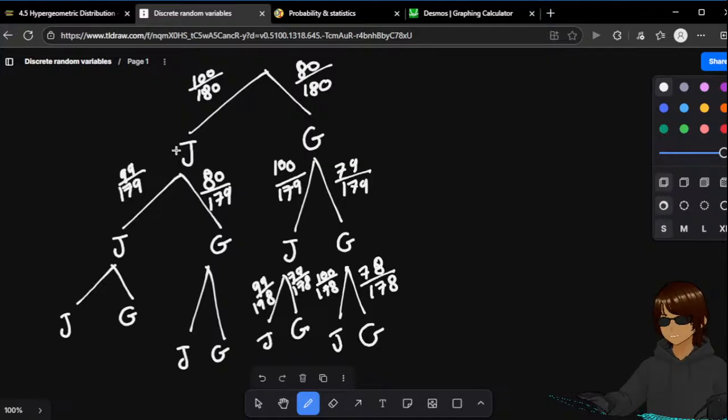100. I pick a jelly bean. I pick a gumdrop, 79. 100, 99. Jelly, jelly, jelly, 98. Jelly, jelly, gumdrop. Gumdrop is still 80.